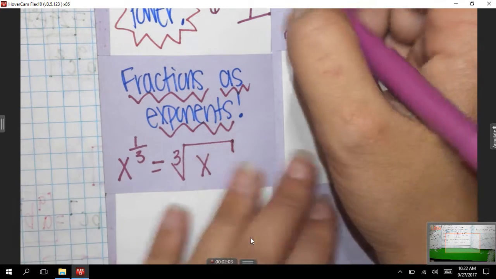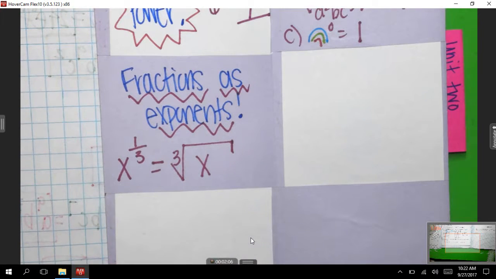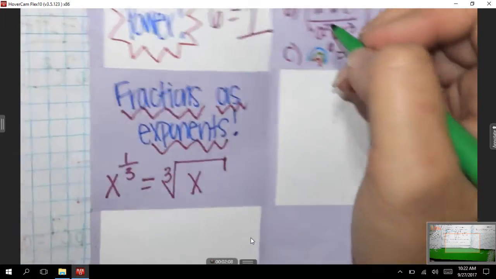I see the mullet. Okay, so let's do another one. Another one, another one, another one. Get excited.